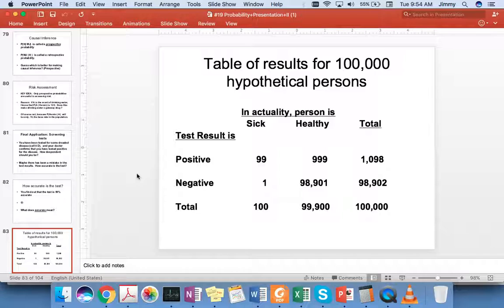That means for every test result that is positive, there are going to be 99 people who are sick, and 999 people who are actually healthy, given a large population of people. If your result is negative, it's very likely that you're not sick. So the negative test is pretty good, right? So 99% that you will be sick, and you actually are sick, given a positive result.